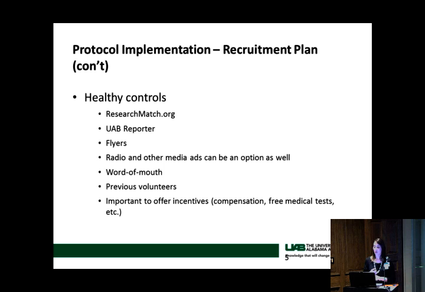The UAB Reporter, of course, we mentioned flyers. You see flyers all throughout campus, I know, for studies. Radio and other media ads can be an option as well, just by word of mouth. Also, previous volunteers, if they were already a healthy control, a lot of times they're interested in doing it again. And it's also important, if you can, to provide compensation, maybe free medical tests, anything that you can provide to them for being a volunteer is helpful.